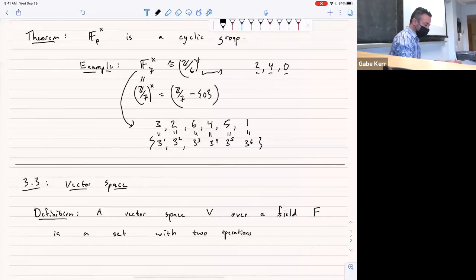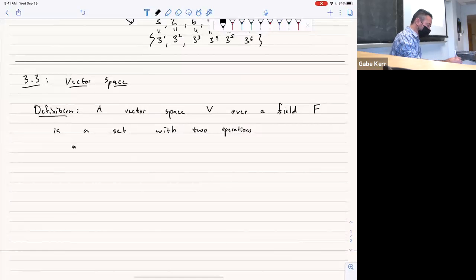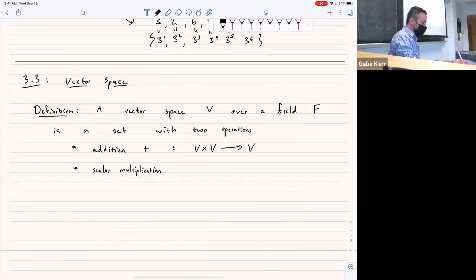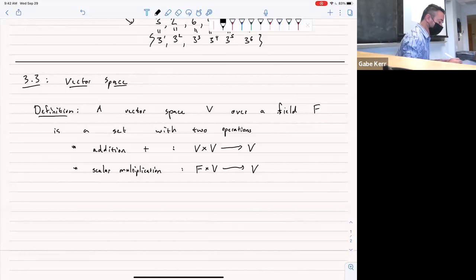One is addition. The other is scalar multiplication. These operations have different inputs, as we all know, right? Addition, we take two vectors and we'll return a vector. Scalar multiplication, we'll take an element of your field and a vector, and return a vector. This is very familiar to you all from Calc 3, whatever, right? You can add vectors, and you can scale and multiply them.